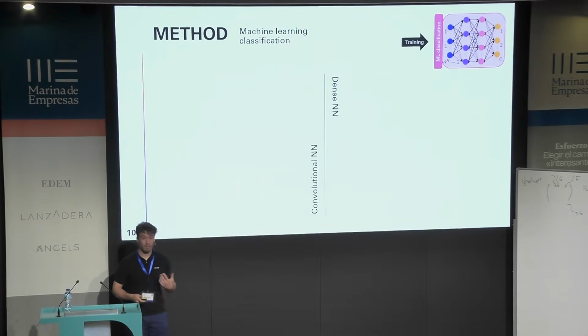As for the neural network model, we are exploring 2 different types of networks, convolutional ones.